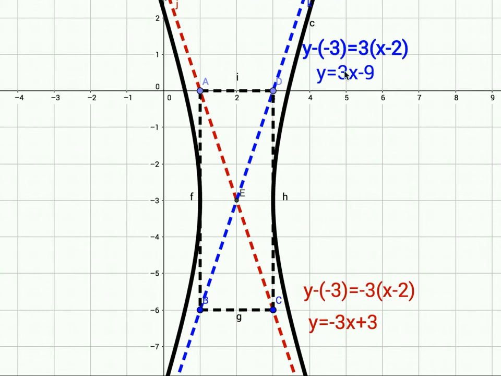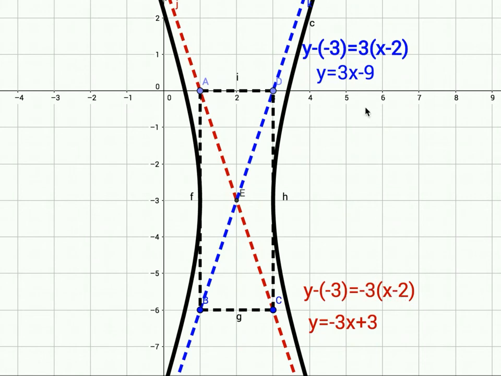How about the slope? Rise over run. So rise is 3 units, run is 1 unit. How about the red one? Rise is -3, so it actually goes down by 3, run 1 unit. So I have y minus -3 equals -3 times x minus 2. So I'm using the point slope form.